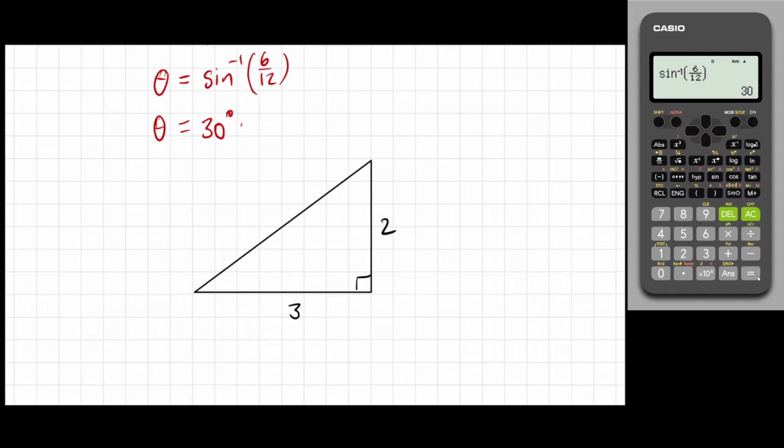In fact, let's just do the 2 and the 3. Okay, we'll ignore the other side. We could probably use Pythagoras to work out what that other side's going to be. But for now, we're just going to do this one.